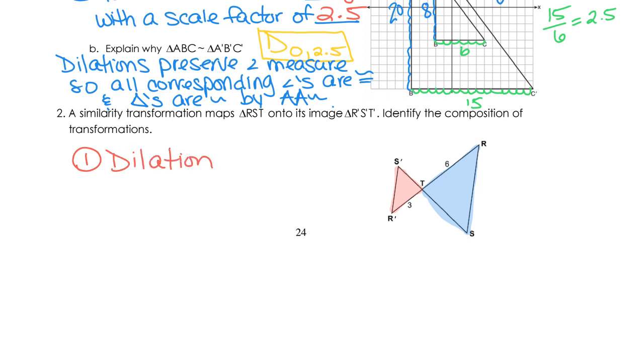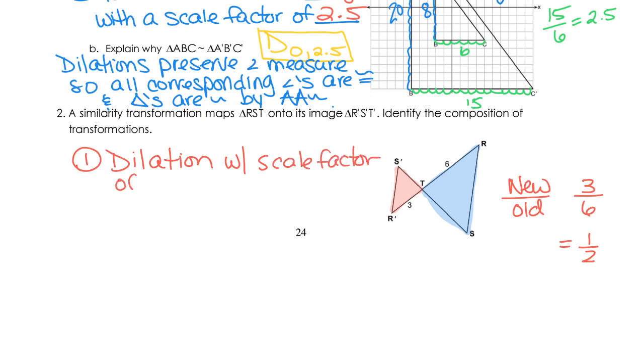All right, so if we have our dilation and our new side divided by our old side, our new side is 3, our old side was 6, and so that reduces to 1/2 or 0.5. So it's a dilation with scale factor of 1/2 centered at, and hopefully you guys can see that our point R and S are getting shrunken down and closer to T. So it's centered at T.